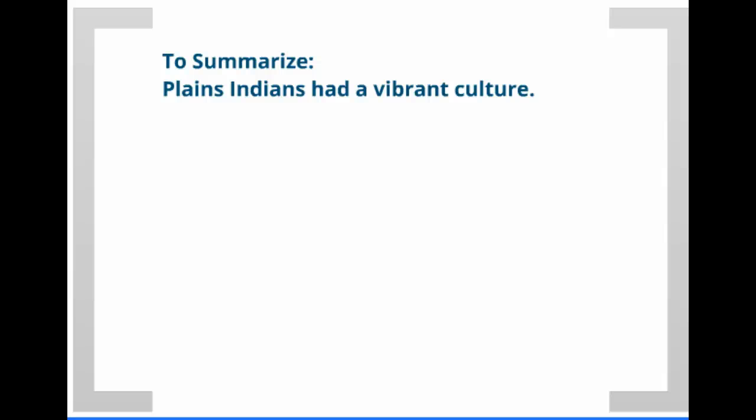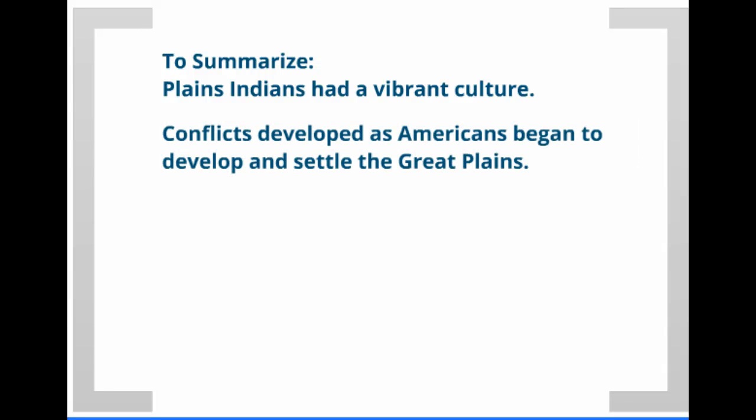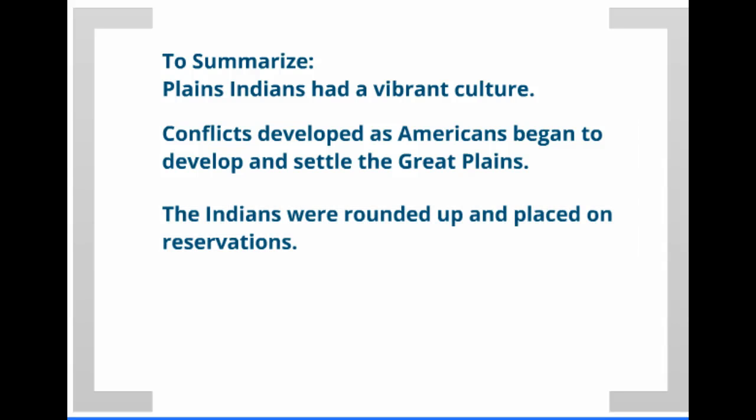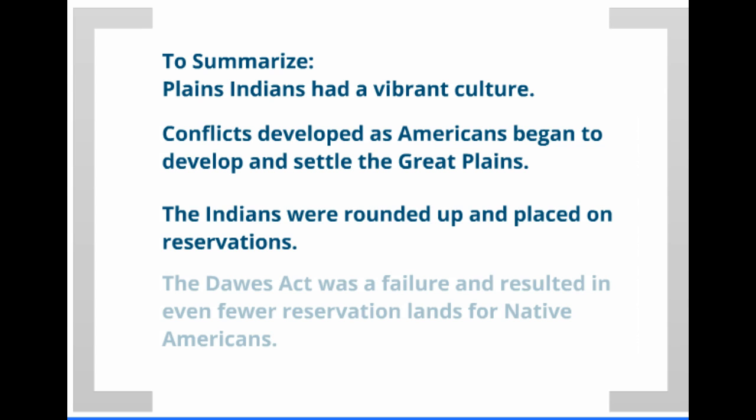So, to sum up then, Indians that lived on the plains had a vibrant culture. Eastern Plains Indians were largely farmers. Western Plains Indians were largely buffalo hunters. As Americans began to settle on the plains, conflicts are going to develop, which is going to result in the U.S. Army rounding up the Native American groups and placing them on reservations. This is a long, slow process that's going to result in many deaths. Then Congress is going to pass the Dawes Act in an attempt to assimilate Native Americans, and this is not going to work. So unfortunately, the situation by the 1890s for Plains Indians is not a good one at all.